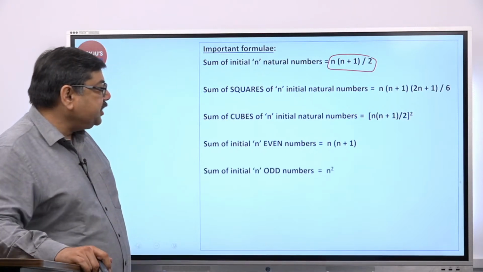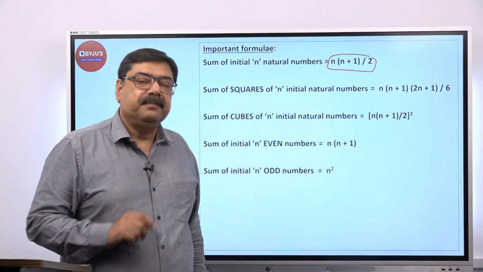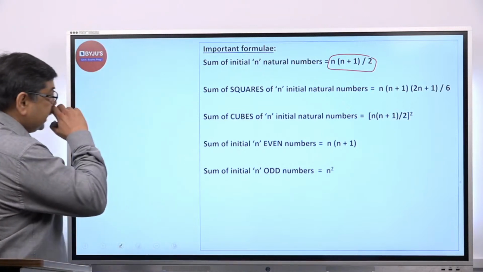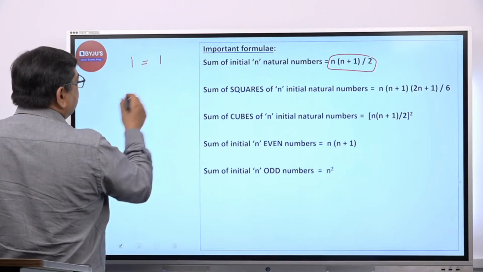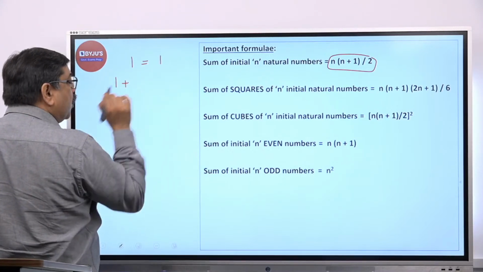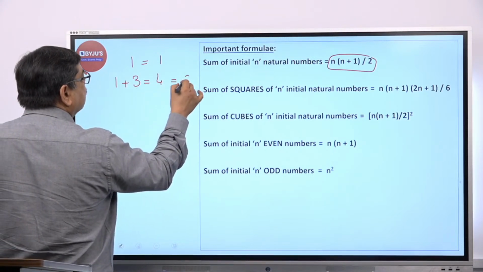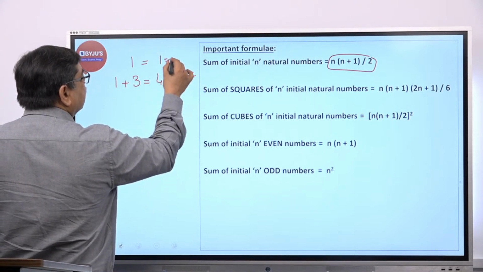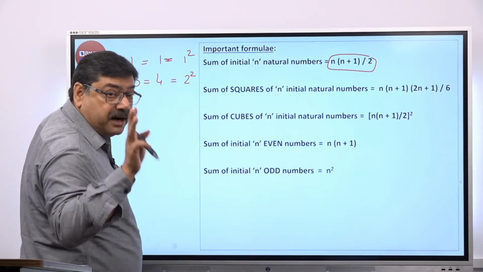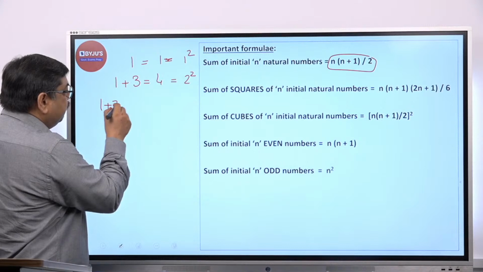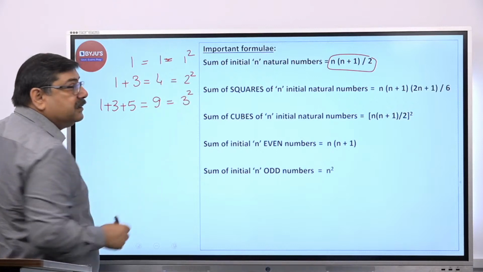Now see, sum of initial n odd numbers, that is n square. Now see, there is a wonderful thing about mathematics here. This is one number, all right? The sum obviously is 1. If I take the first two odd numbers, 1 plus 3, what is the sum? It is 4. Now what is that? 2 square. 1 you know is nothing but 1 square. Now sum of first 3 odd numbers, that is 1 plus 3 plus 5, that is nothing but 9, so it works out to be 3 square.